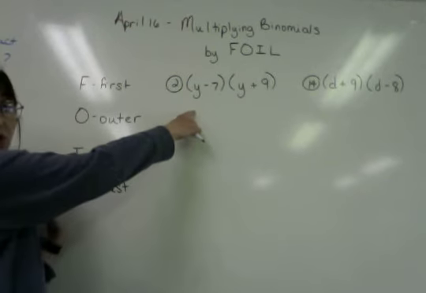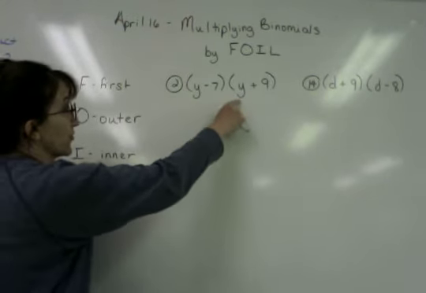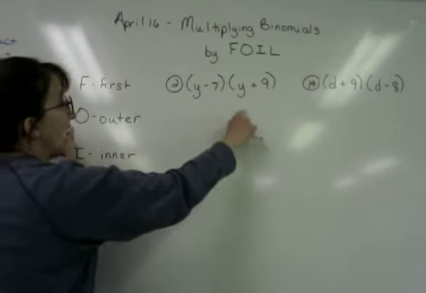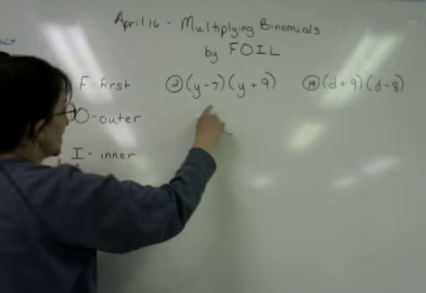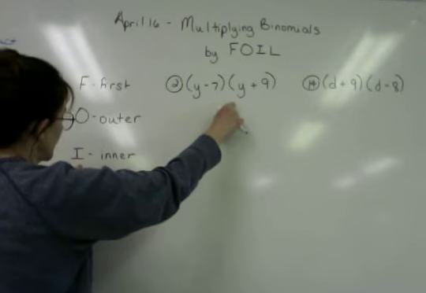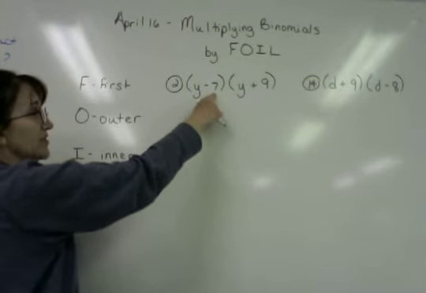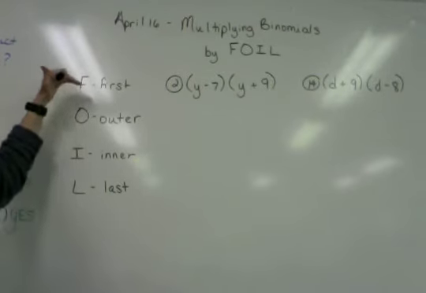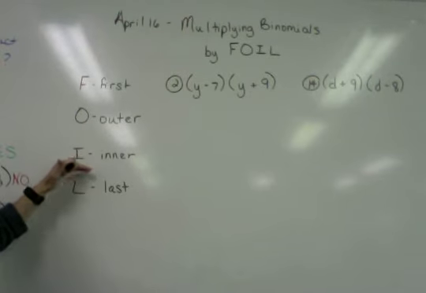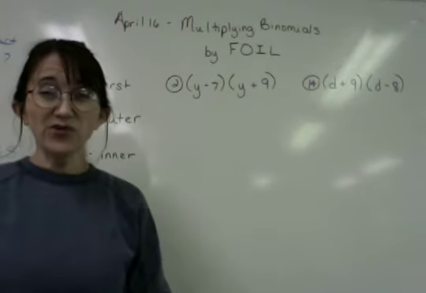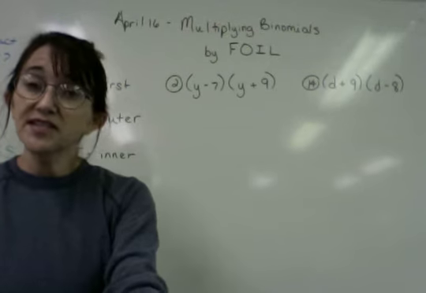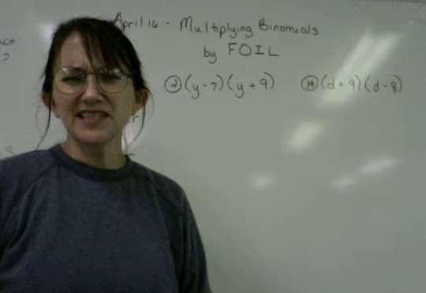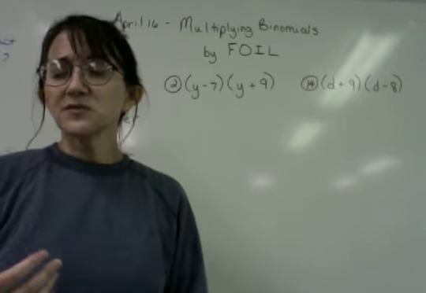I'm going to multiply the first terms together. Then I'm going to multiply the outer terms. Then I'm going to multiply the inner terms. And finally, I'm going to multiply the last terms. So that's what FOIL stands for: first, outer, inner, last, standing for the terms that we're using. That's what we're going to do in this chapter. Like I said, if you prefer the first method, that's fine.